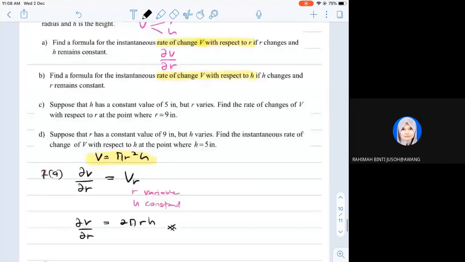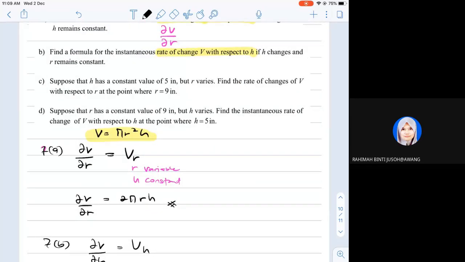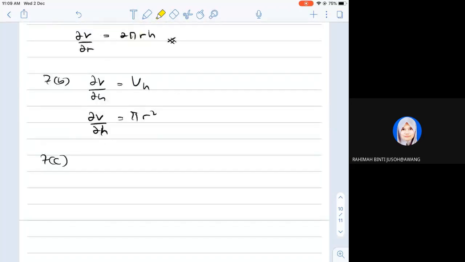7C, it said that H equals to 5 and then R equals to 9. Then apa ni? Find the rate of change of V with respect to R at the point where R equals to 9 and H equals to 5. Okay. H equals to 5, R equals to 9.